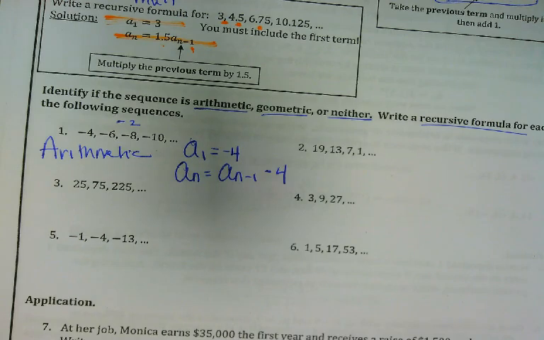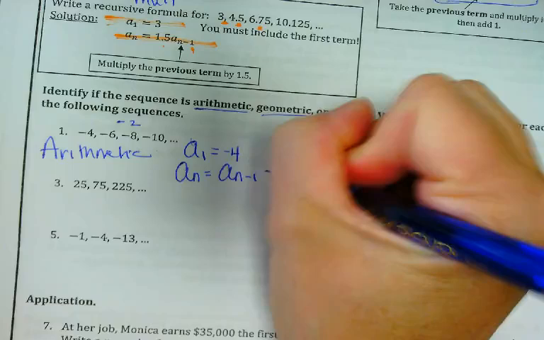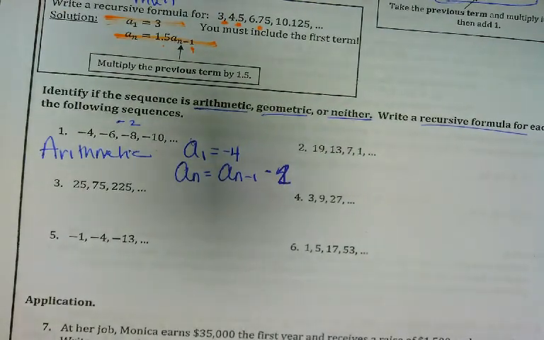Number 2. How do we go from 19 to 13 to 7 to 1? Sosha? Subtract 2. It would be subtracting 2, not 4. I had 4 in my head from here. It would be subtract 2. Yes. Sorry about that.